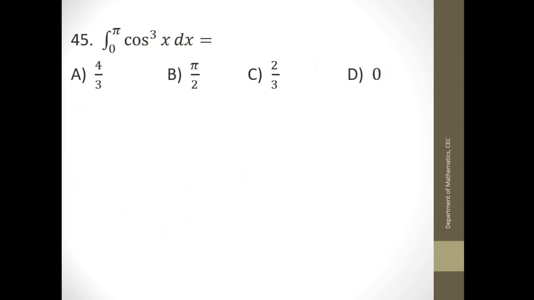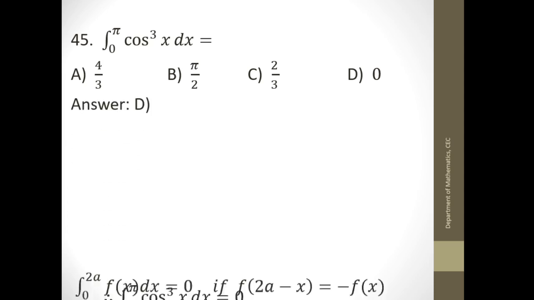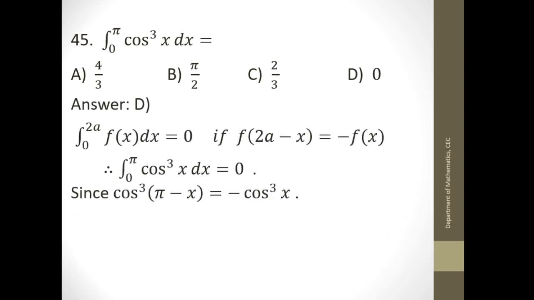0 to pi cos cube x dx. Here we have one rule, 0 to 2a, f of x dx is 0 if f of 2a minus x is minus f of x. Here 2a is pi, assume that upper limit is 2a. So, pi minus x, cos of pi minus x is minus cos x. So, in the second quadrant cos is negative, therefore, the integral is 0, no need to integrate.